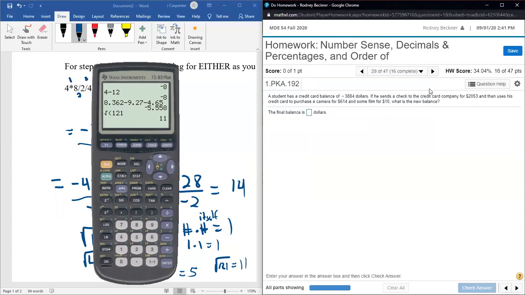Because this is a negative amount, this is debt. So we currently owe $3,884. If we send a check in, we're going to be adding to that pile of money. We're giving money to the bank. So our 3,000 and some change debt should decrease in size.